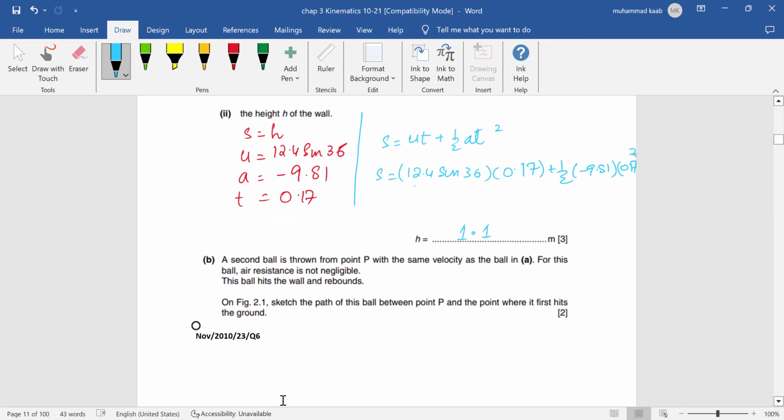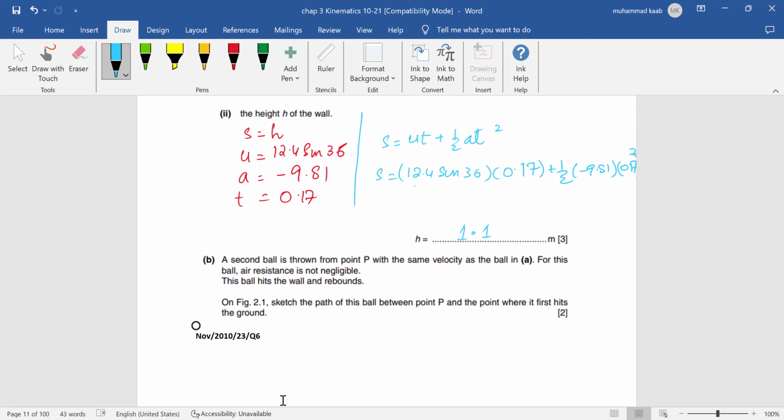Let's move on, please. A second ball is thrown from point P with the same velocity as the ball in part A. For this ball, air resistance is not negligible. This ball hits the wall and rebounds. On figure 2.1, sketch the path of this ball between point P and the point where it first hits the ground.